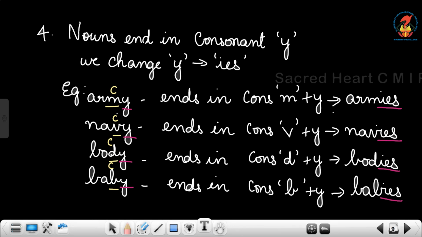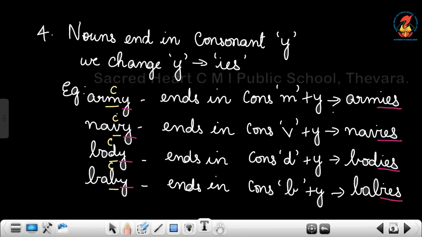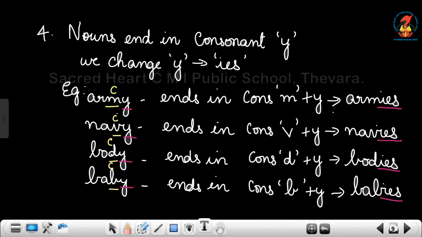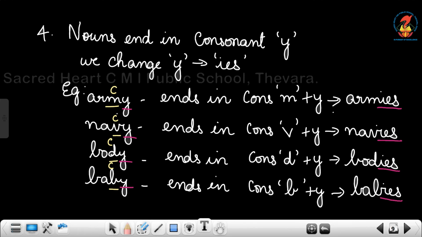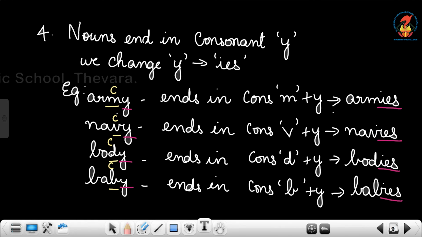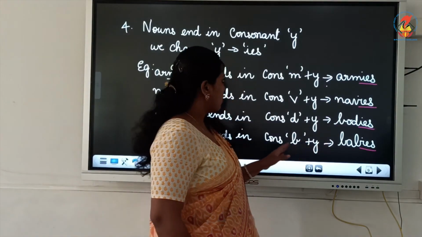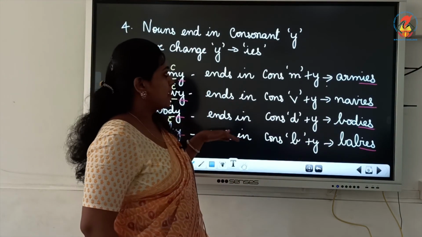Understood? So the plural form of body is bodies. Now here, baby, yes, it ends with consonant B and Y, right? So here also we cut that Y and instead we write IES to write it in plural form. So these are the rules of this.